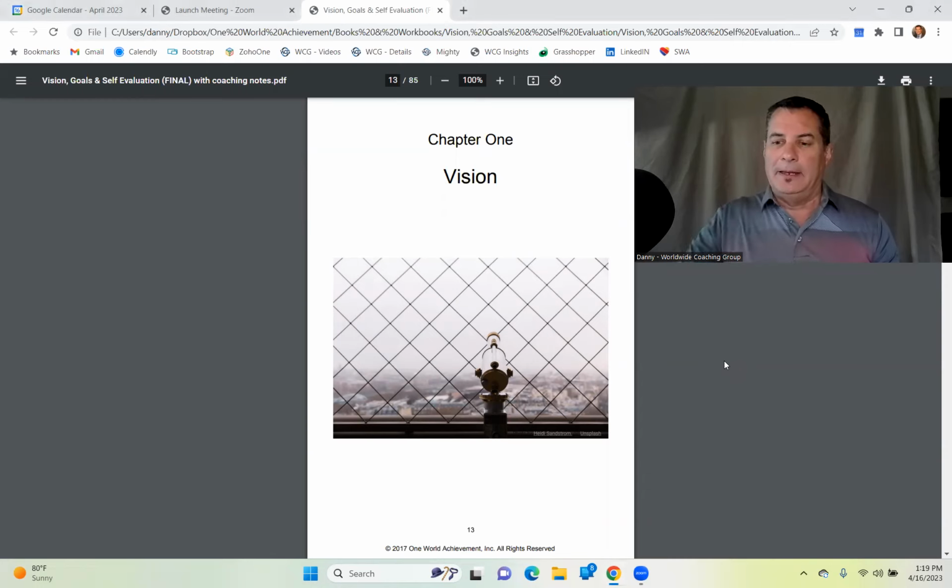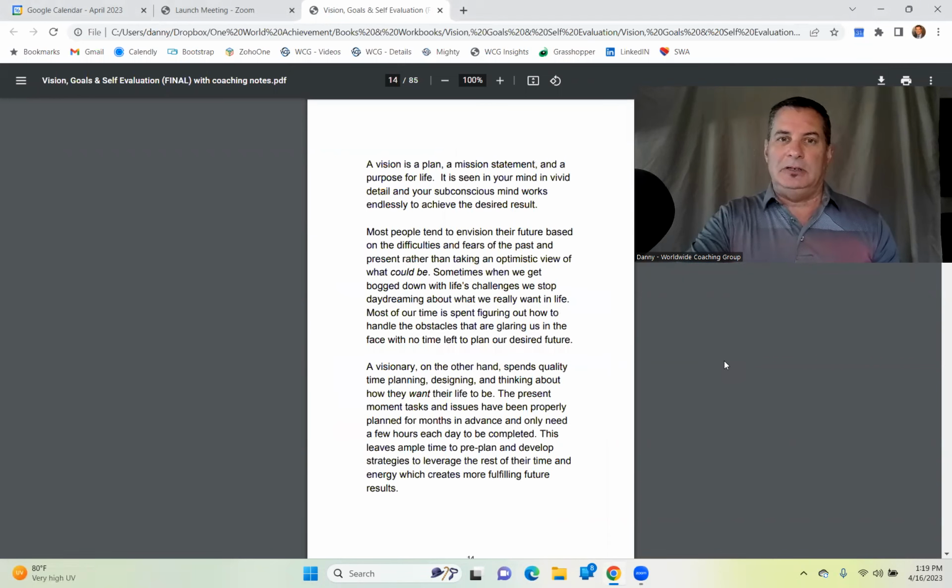So first of all, right here on page 13, chapter 1 is vision. We talked a little bit about this in the introduction and the context. So a vision is a plan, a mission statement, and a purpose for life. It is seen in your mind in vivid detail, and your subconscious mind works endlessly to achieve the desired result. Most people tend to envision their future based on the difficulties and fears of the past and present rather than taking an optimistic view of what could be.